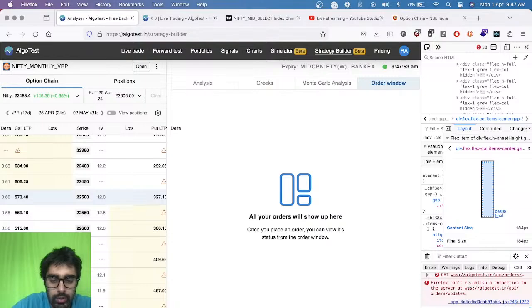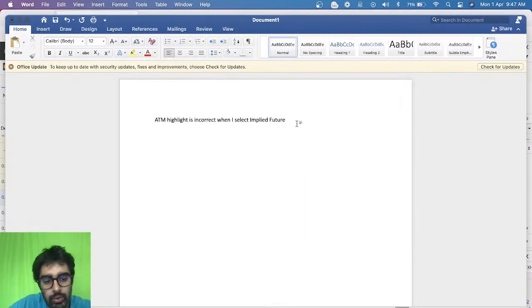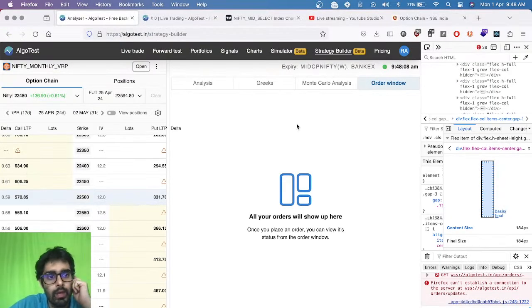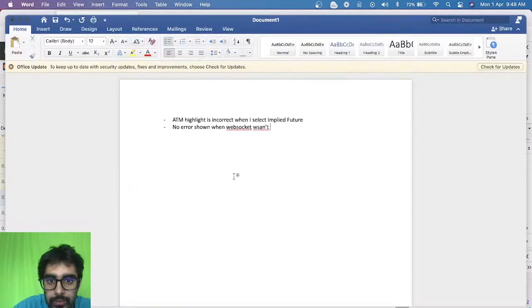The WebSocket is not working, which means no error was shown when the WebSocket wasn't. My orders aren't showing up. I just placed an order. I got a "can't establish a connection with WebSocket order update." So I don't know if the orders have gone through or not, which is not a very good look.